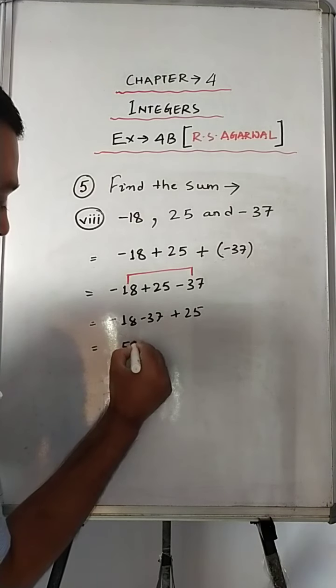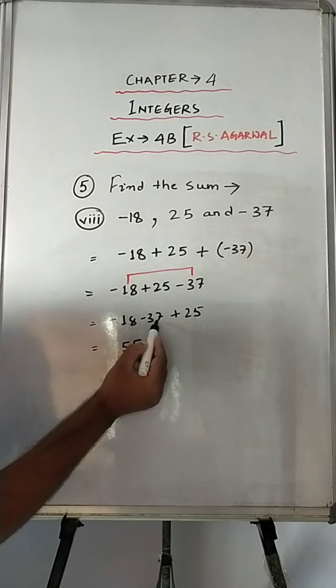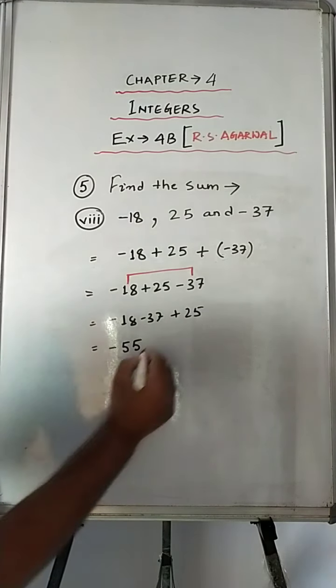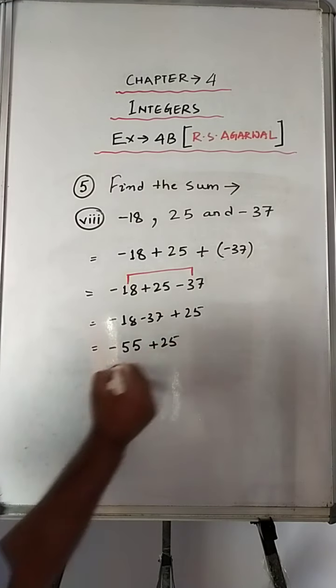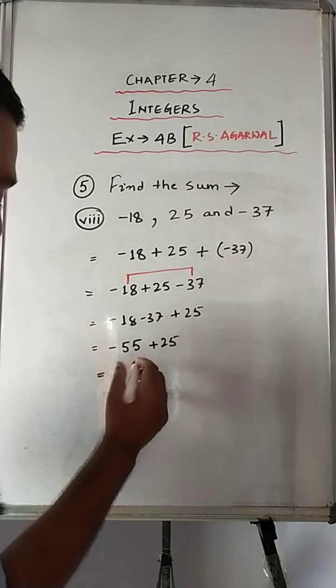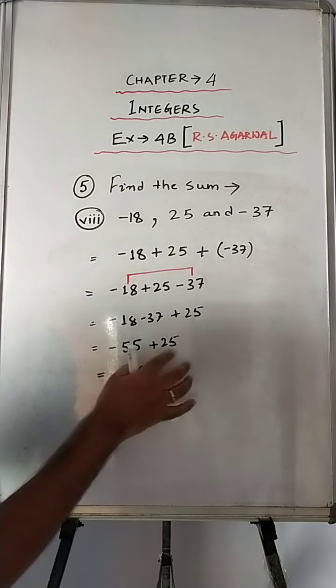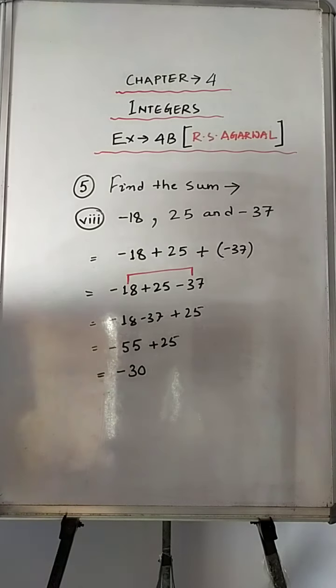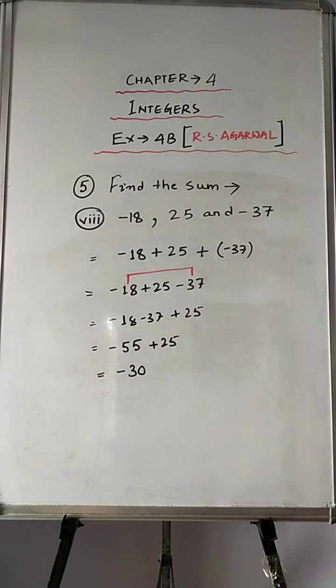55. Which number is greater? 37, and it is carrying which sign? Minus, so we have to put a minus sign. Plus 25. Now minus plus minus: 55 minus 25 is 30. Which number is greater? 55. It is having what sign? Minus, so we'll give a minus sign. Okay, so this is the solution of question number 5, sum number 8.